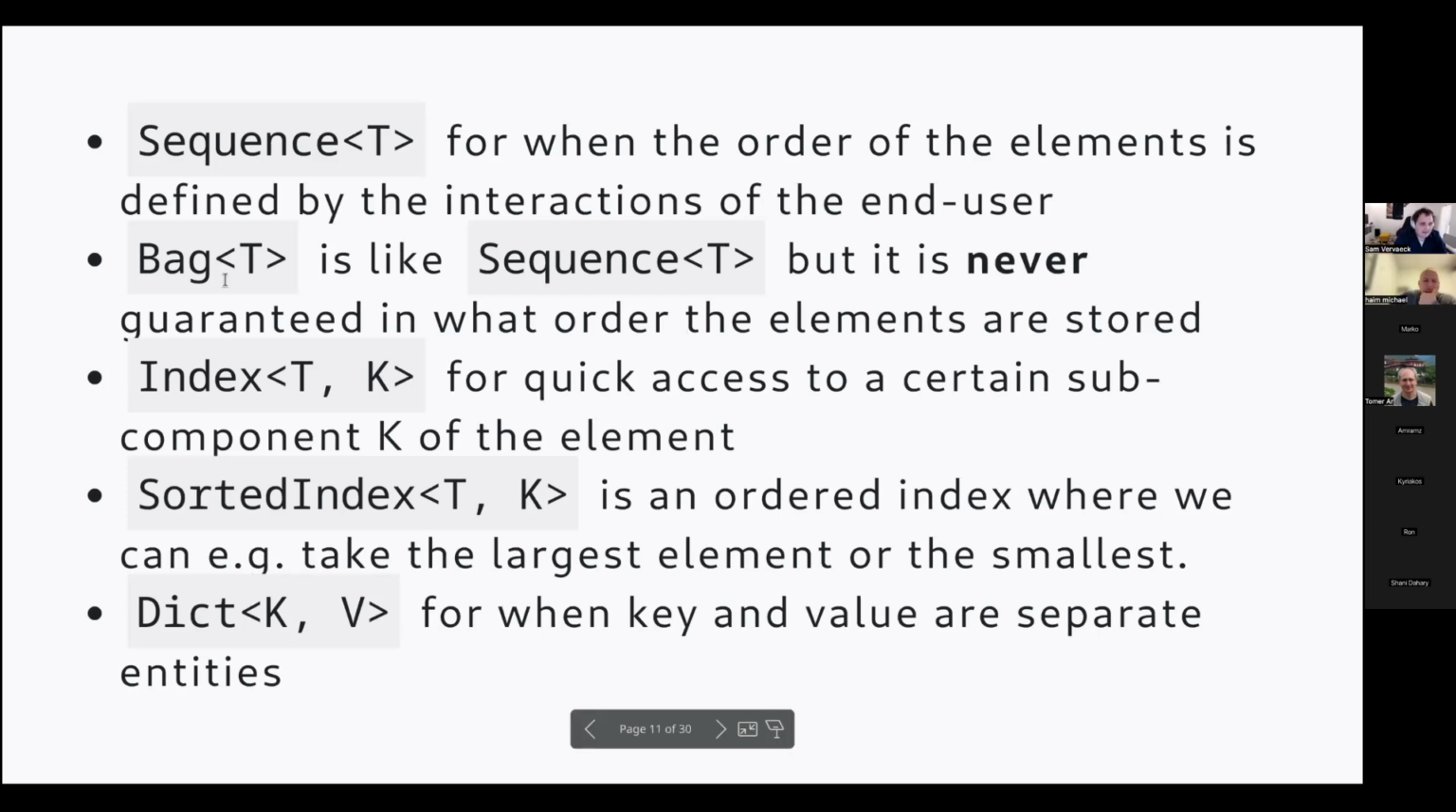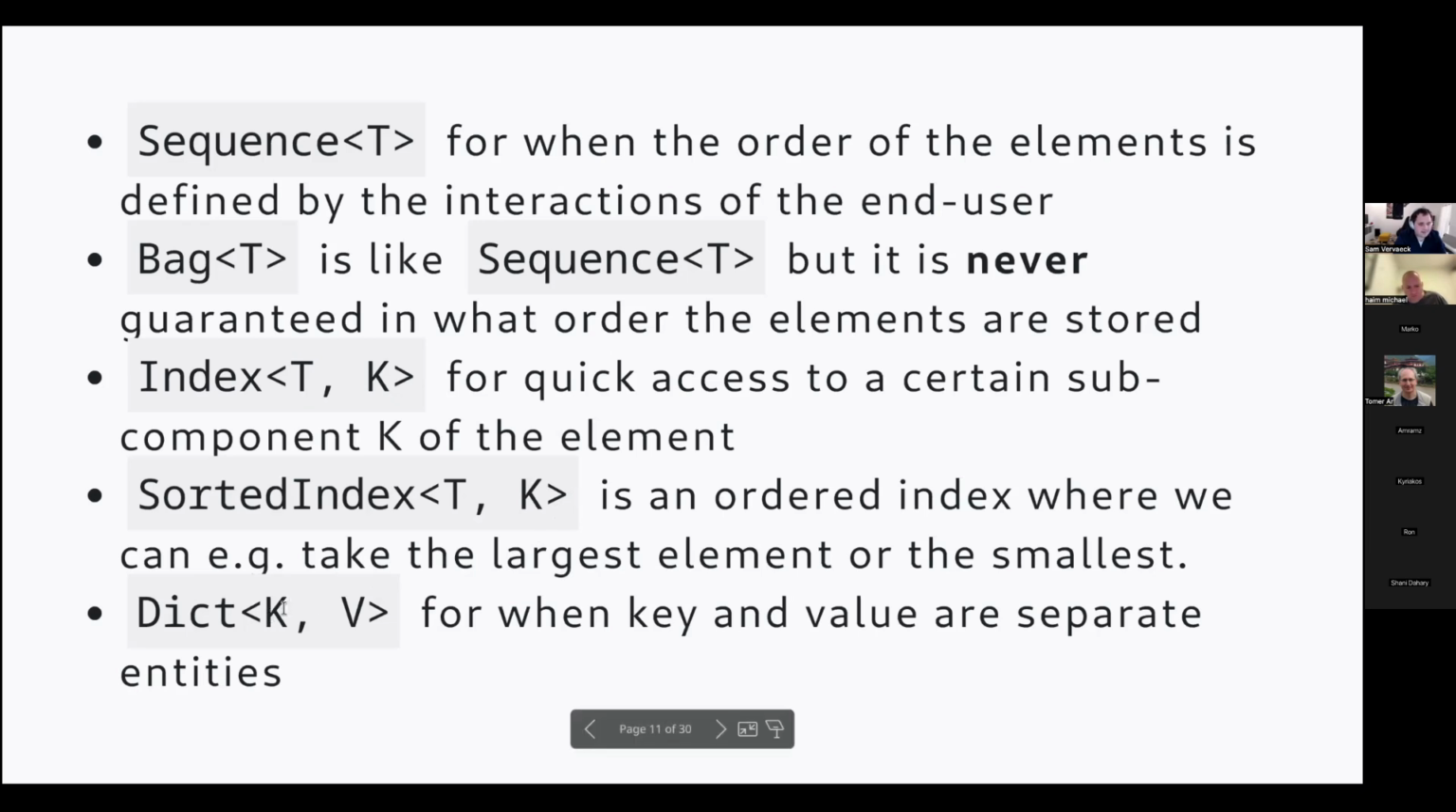Then an index, that's actually a collection also, but one that makes it easy to look up a certain subcomponent of the element. So T is the element of the collection, and K is some subcomponent of the collection that you can easily look up with. And sorted index is much the same as index. The only difference is that we can query things like the smallest element or the largest element or things like that. And then you have dig. Dig, that's actually like map that Michael spoke of. It's very similar to the JavaScript map.